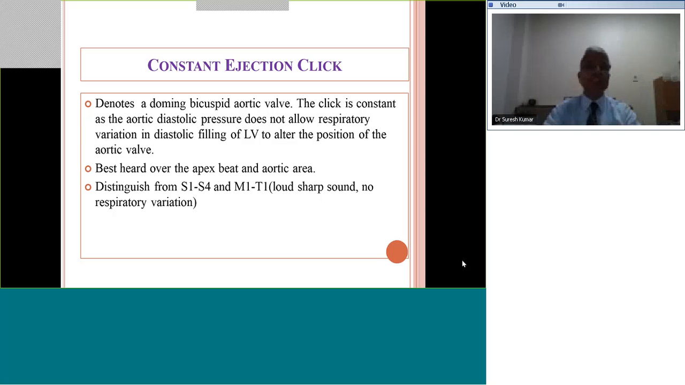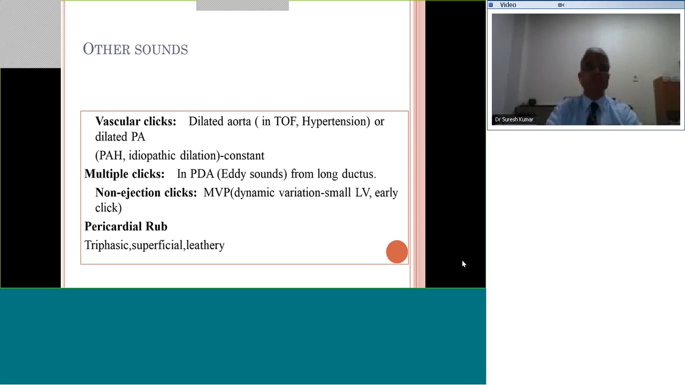A constant ejection click is best heard over the apex beat and aortic area. And you have to distinguish it from S1, S4, we already said, and M1, T1. This is a loud, sharp sound without respiratory variation. Other sounds, you have the vascular clicks in dilated aorta or dilated PA. You can hear them in idiopathic dilatation of the pulmonary artery or in any cause of pulmonary hypertension, or the dilated aorta in tetralogy of Fallot or in hypertension. These are causes for vascular clicks.